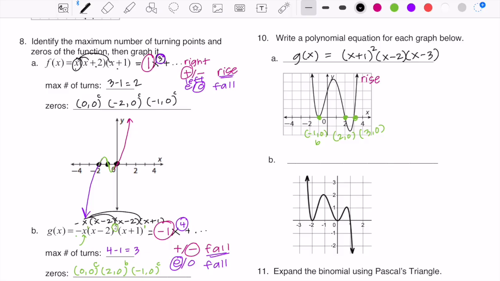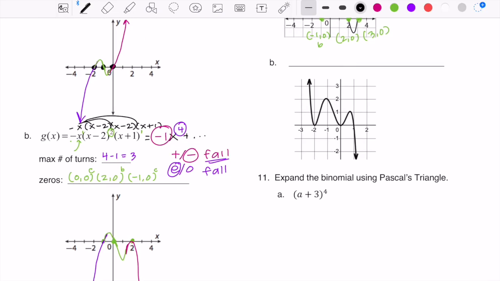Moving on to the next one. Ooh, this one looks fun. Okay, same thing. Identify your x-intercepts. So that's negative 2, 0, and that's definitely a bump. Then we have 0, 0, which is also definitely a bump. And then we have 1, 0, which is crossing through.